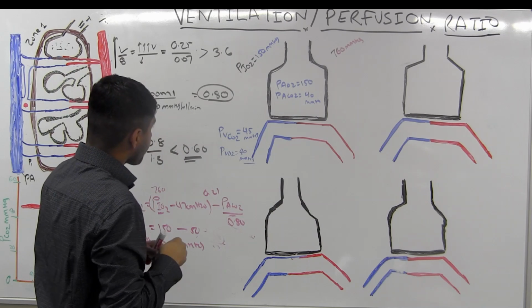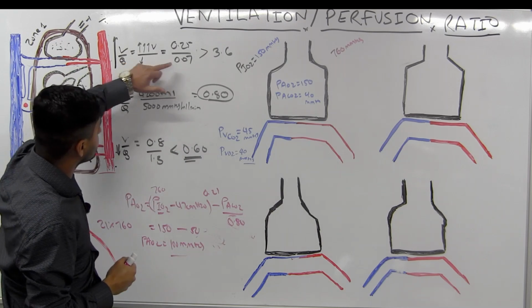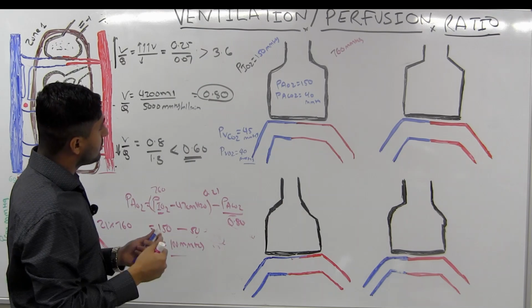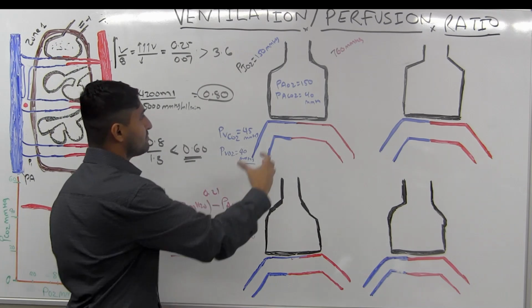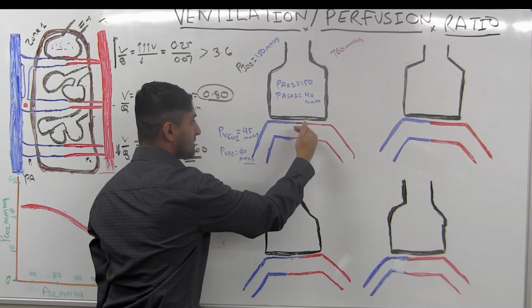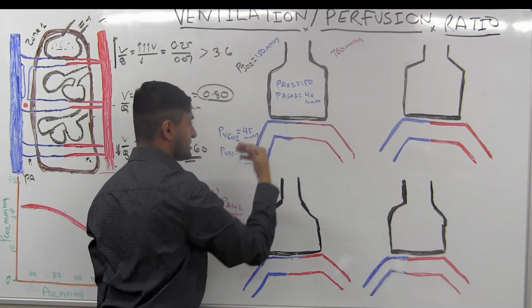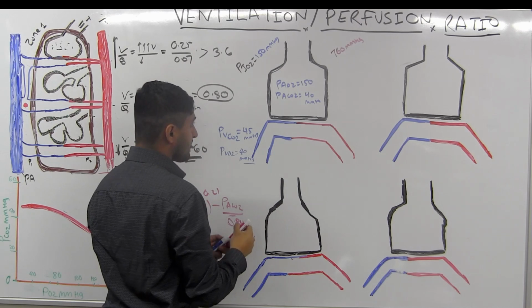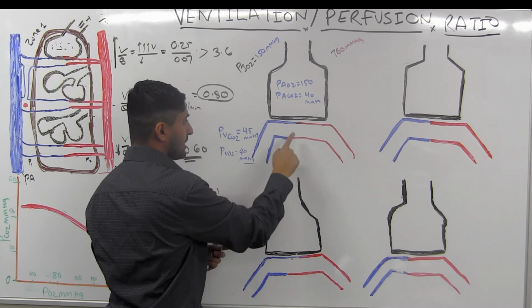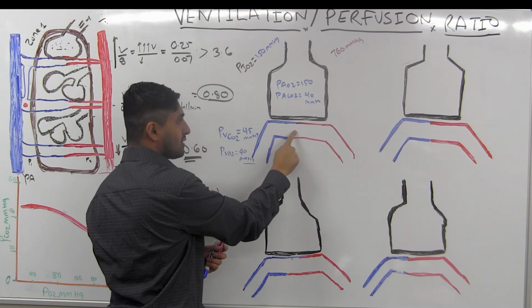Now, if you use these equations, which means there's a higher VQ, which basically means in the apex there's more ventilation but less perfusion. That means less blood is moving there. If there's less blood but more air, then what is going to happen? So if there's going to be more air and less blood here, then what's going to happen?